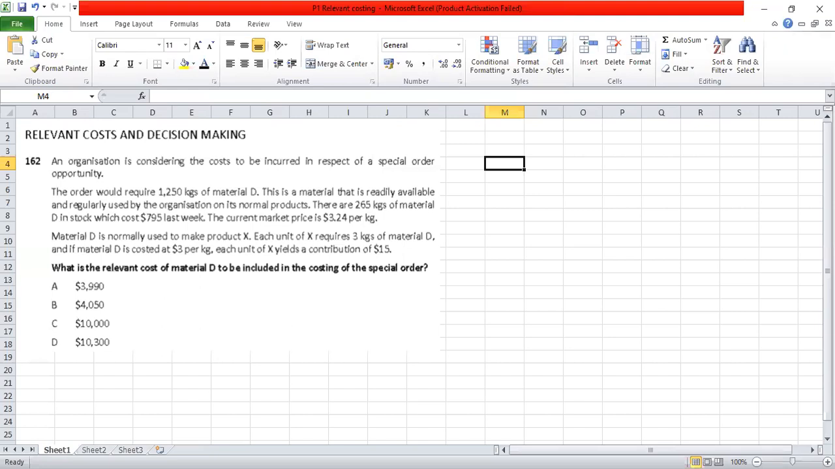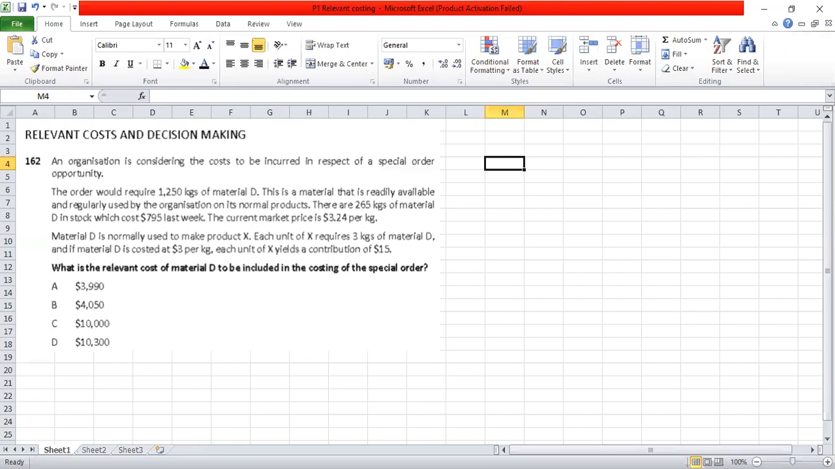So how much is the material D? The details about material D are that the order would require 1250 kgs of material D. That is one piece of information. They have 265 kgs of material D in stock, which cost 795 last week, historical in nature.